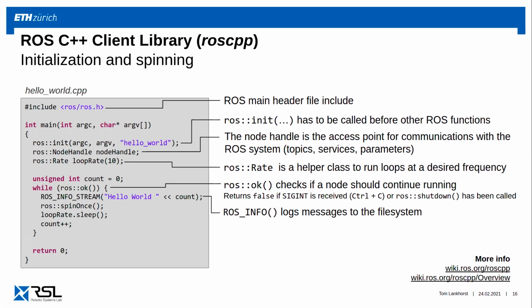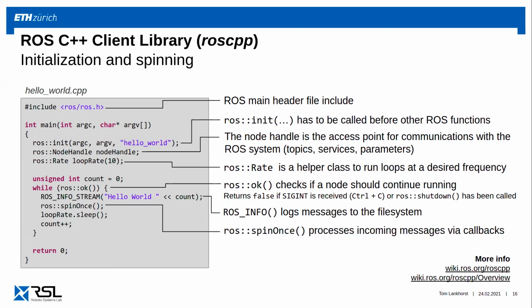Then we see the ROS info macro. And this is an essential part of the ROS system, the logging part. In this case, we will use ROS info stream to output a text and the value of the variable count to the console and or to log files or the ROS out topic. More on this later.